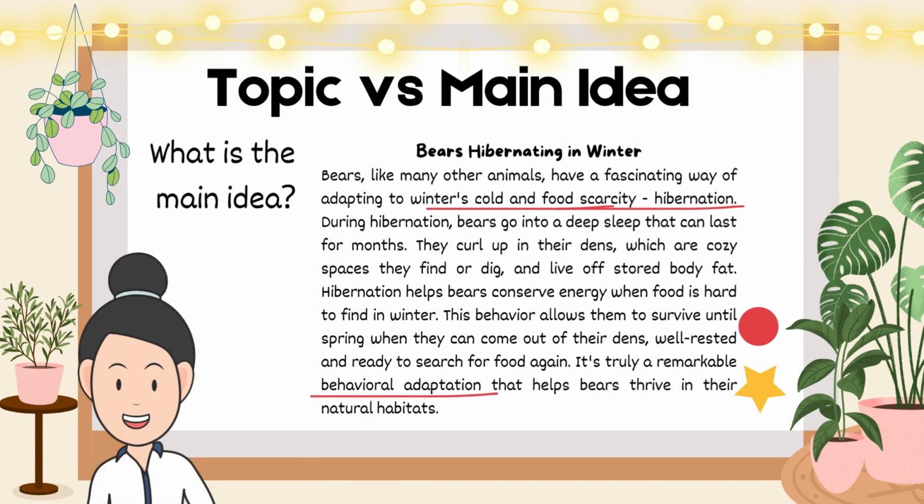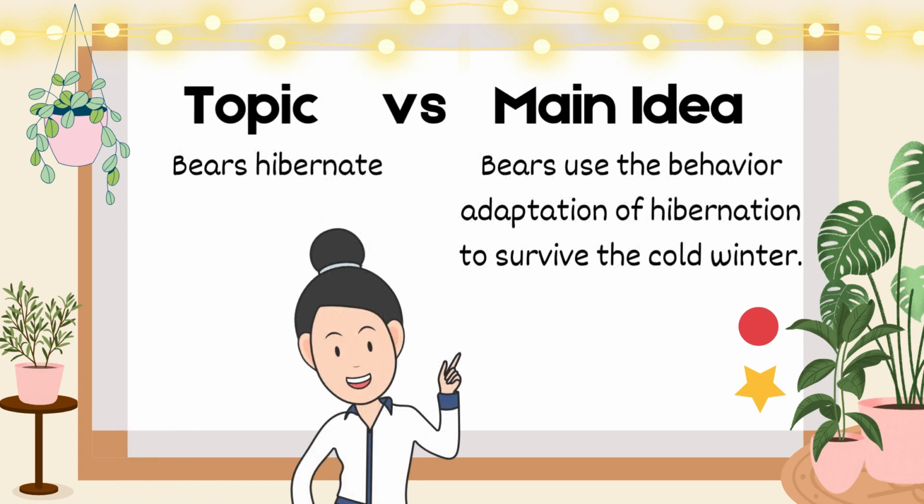When I'm thinking about the main idea, I like to find the big idea of the text. What is this text mostly about? I think this text is obviously mostly about bears hibernating, but I need to be more specific. So, bears adapt to the winter's cold and food scarcity when they're hibernating, and this is a behavioral adaptation. Maybe I can turn that into my main idea. Since I know the topic is bears hibernate, the main idea could be: bears use the behavioral adaptation of hibernation to survive the cold winter.